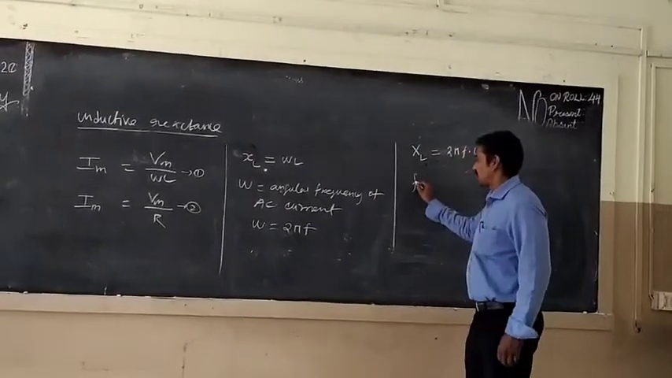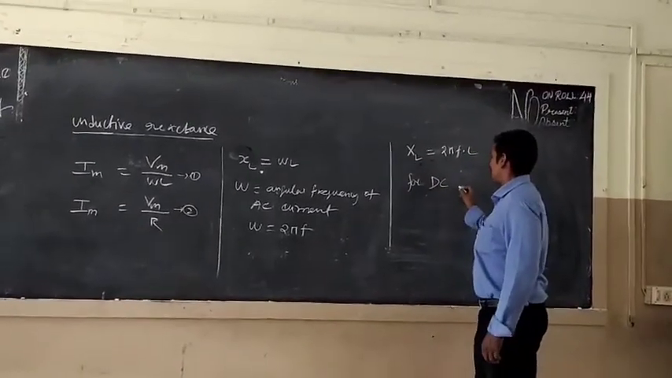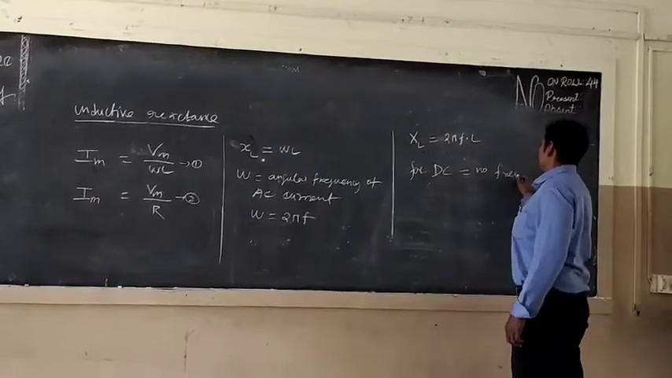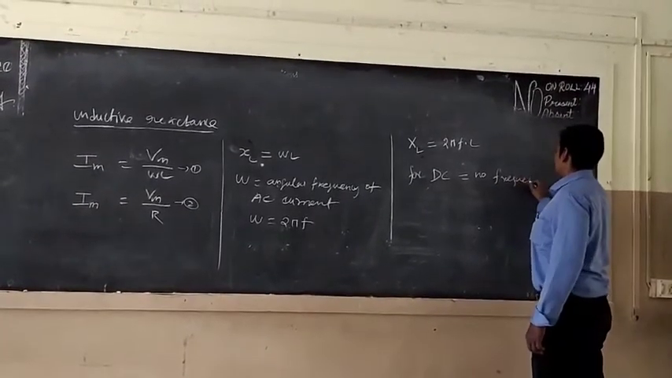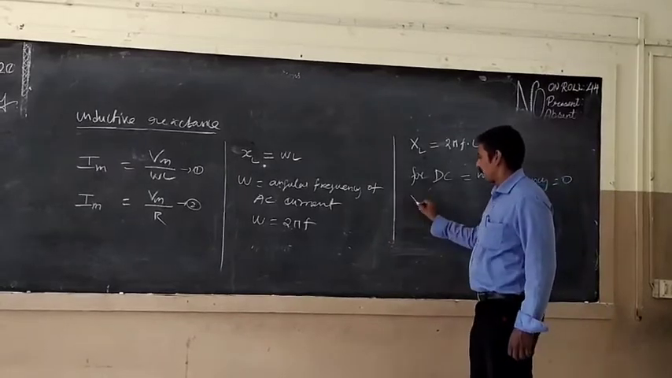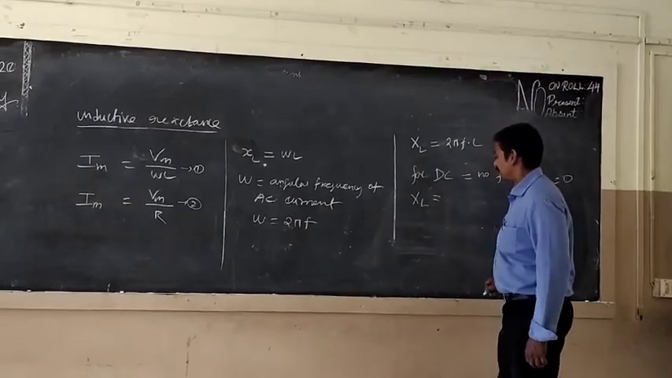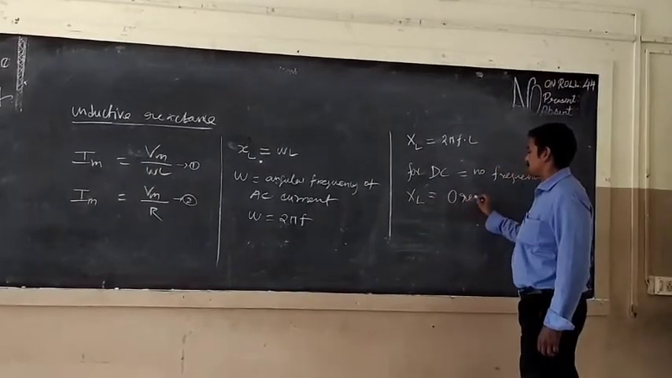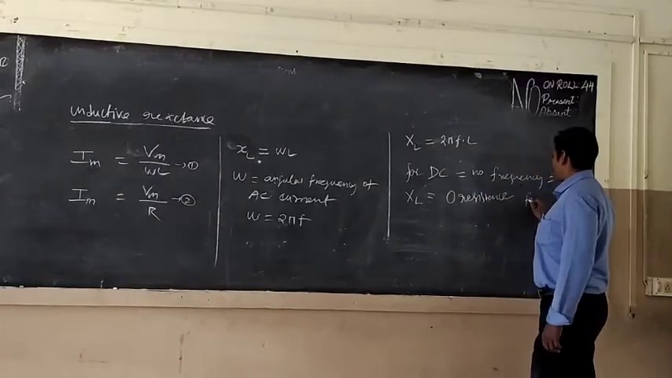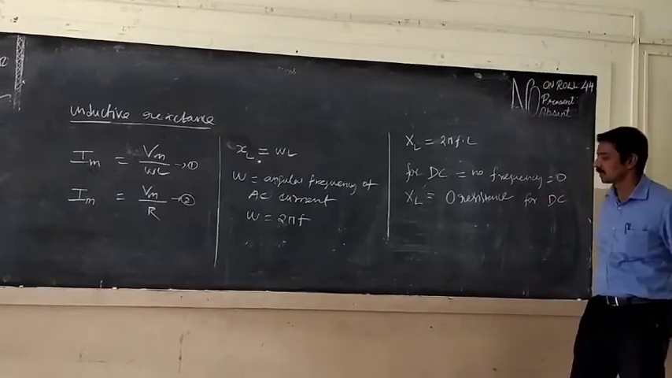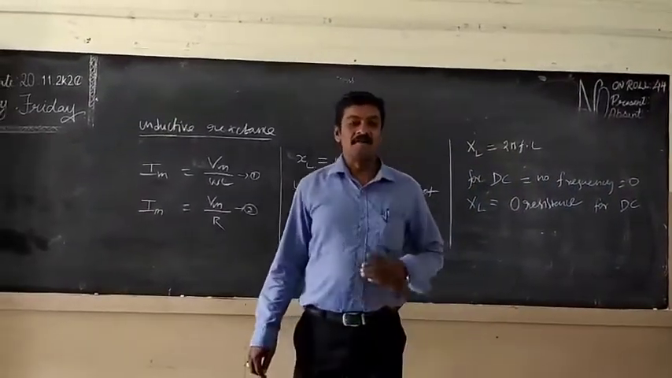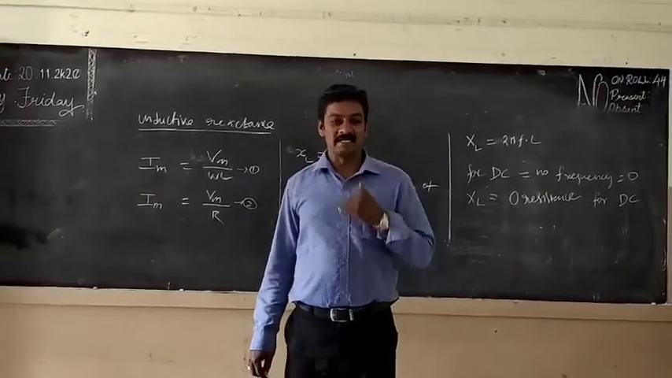For DC current, there is no frequency. That means frequency is equal to 0. So an inductor offers zero resistance for DC. Only for AC current does an inductor offer resistance.